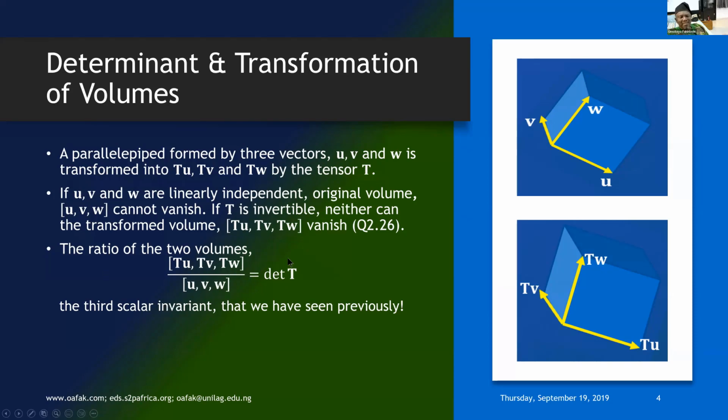If you want to make this easy, take this as i, j, and k. So if u is i and v is j and w is k, or e1, e2, and e3, what will be the value of the denominator?